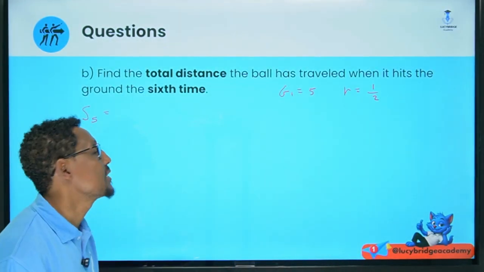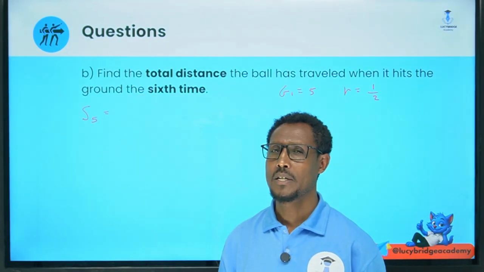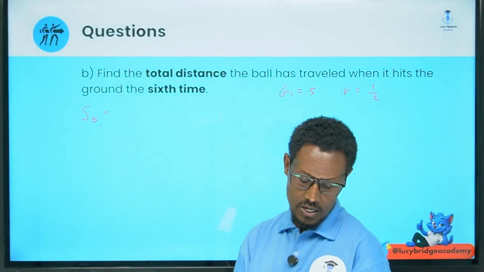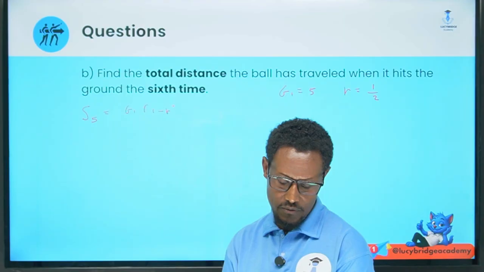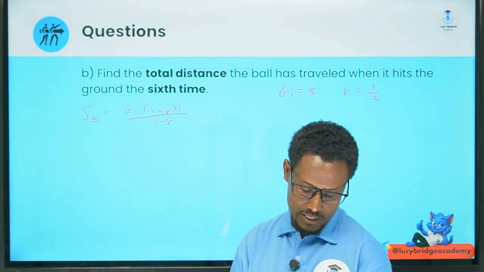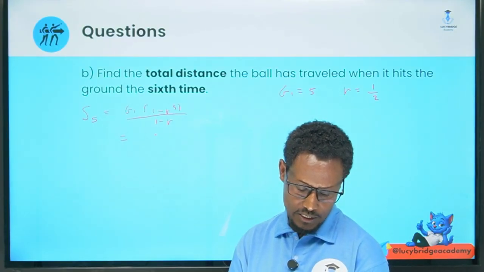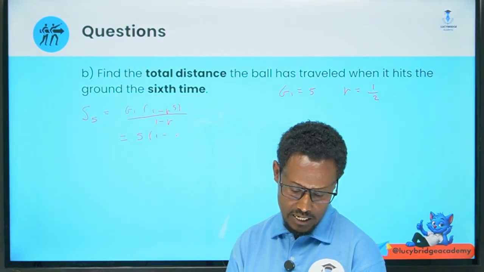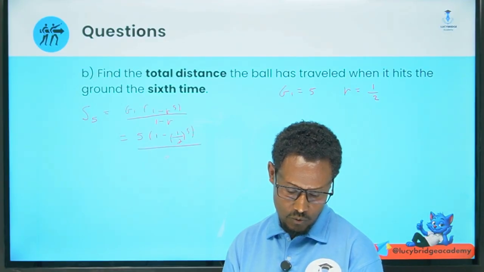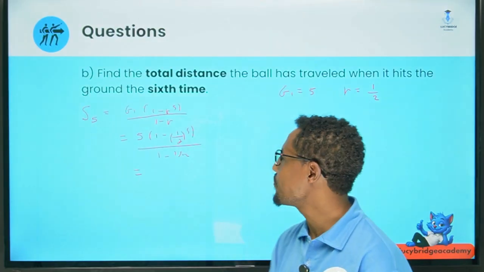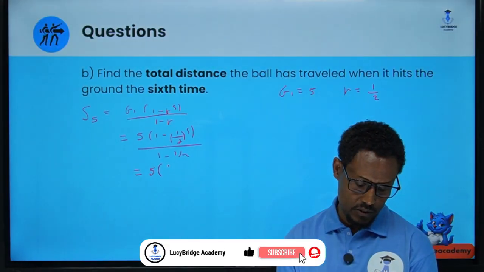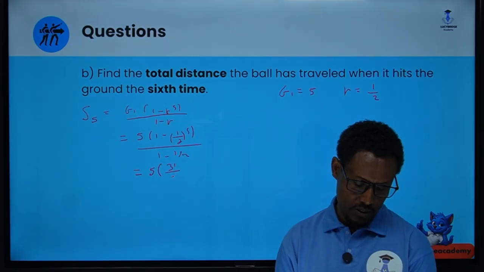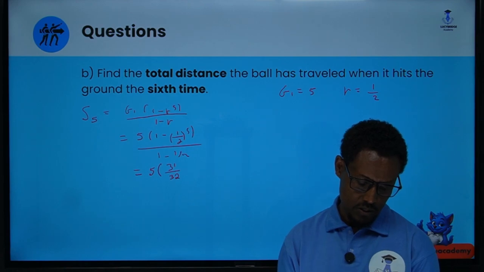So S5 is equal to G1 times 1 minus R to the power of 5 over 1 minus R. We can find G1 is 5 times 1 minus 1 over 2 to the power of 5, over 1 minus R, 1 minus 1 over 2, which is equal to 5 times 1 over 32 minus 1, 31 over 32.